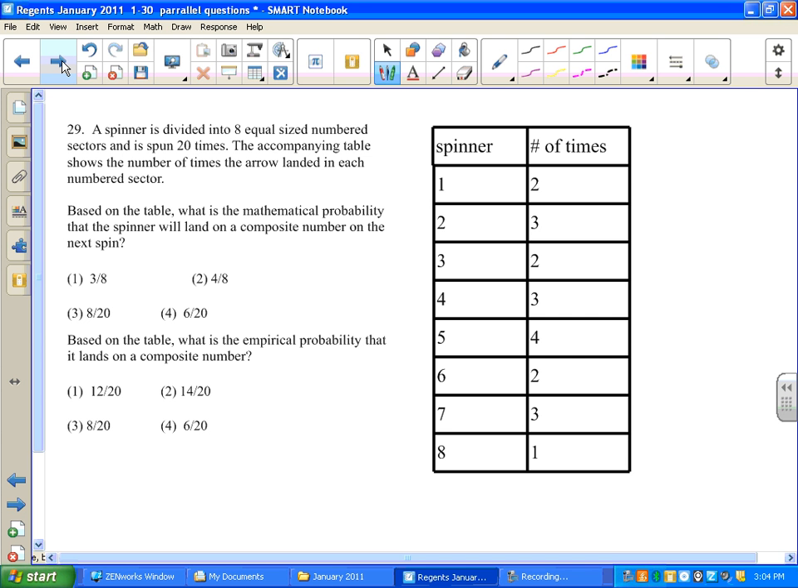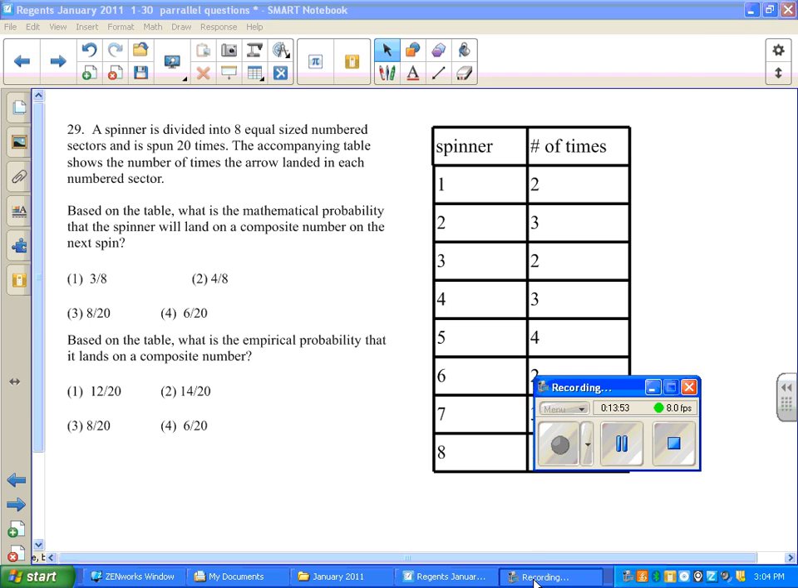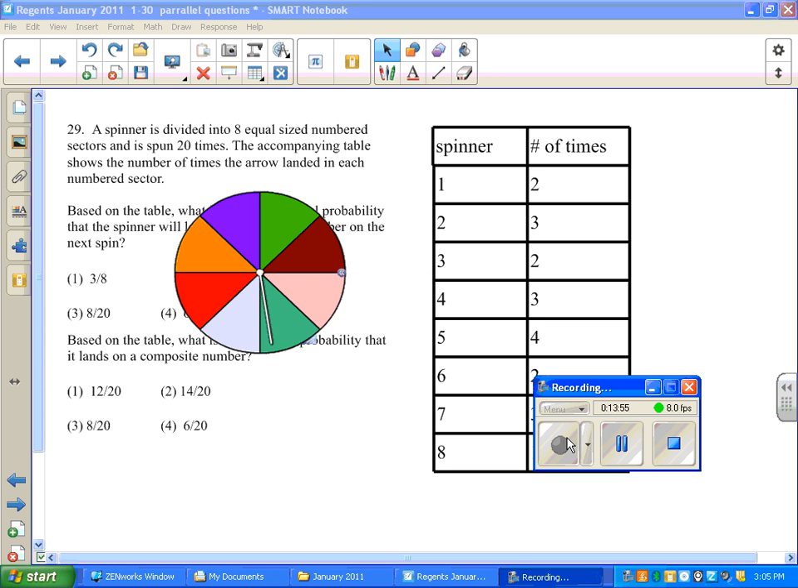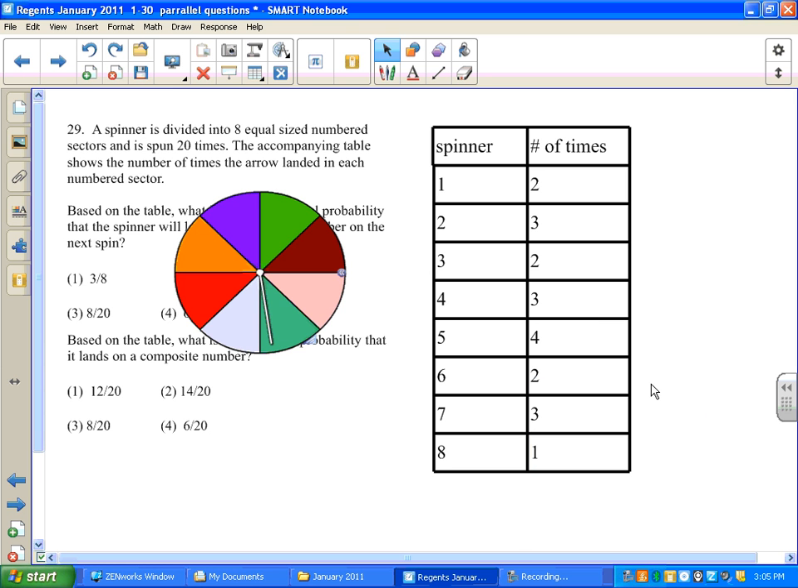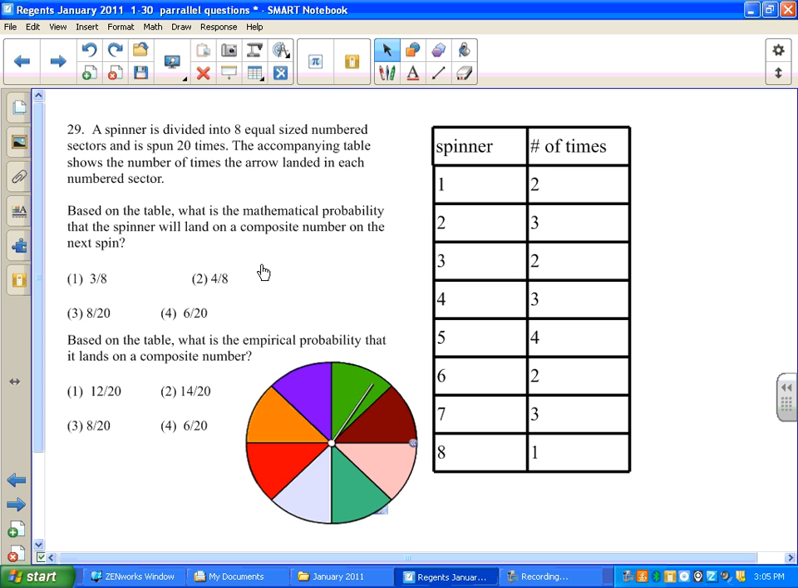A spinner is divided into 8 equal sized sectors and is spun 20 times. The accompanying table shows the number of times the arrow landed in each numbered sector. So what does that mean? That means I have a spinner. Here's the spinner, divided into 8 equal segments, and they happen to number them. And it's spun 20 times. The results are recorded in this table.